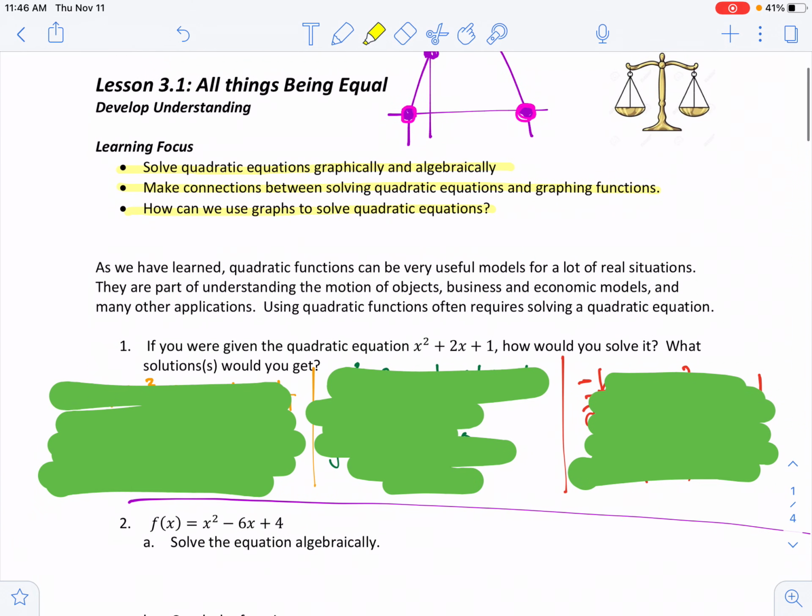So, as we have learned, quadratic functions can be very useful models for a lot of real-world situations. They are part of understanding the motion of objects, business and economic models, and many other applications. Using quadratic functions often requires solving a quadratic equation. So if you were given the quadratic equation x squared plus 2x plus 1, how would you solve it? What solutions would you get?